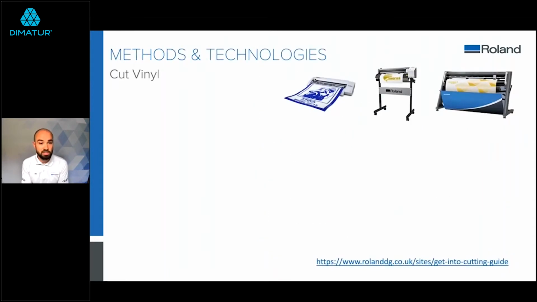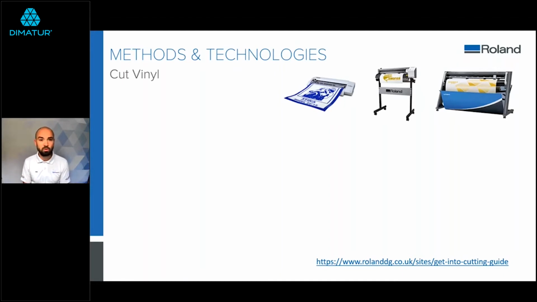Methods and technologies for starters. First of all, we'll talk through cut vinyl. There are a range of different ways that you can create wall graphics. There's loads of different solutions out there. The first of which we're going to be looking through is cut vinyl. This is, I guess, the most basic way of creating wall graphics, and you can use any vinyl cutter that's out there on the market.